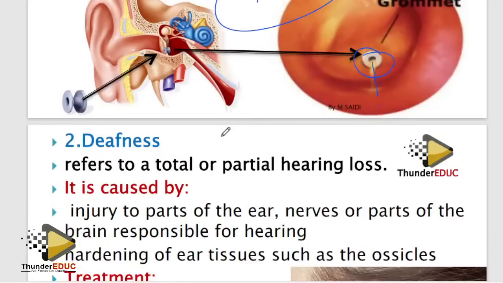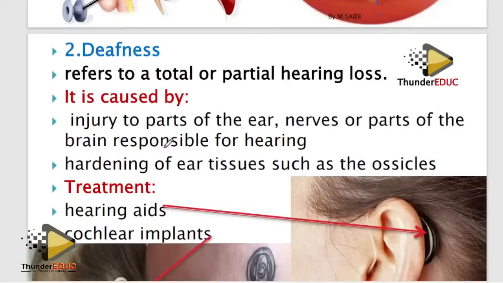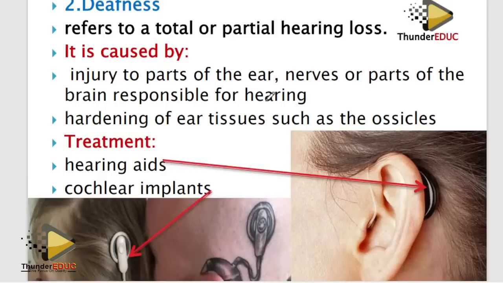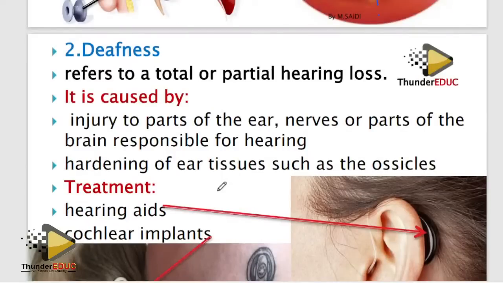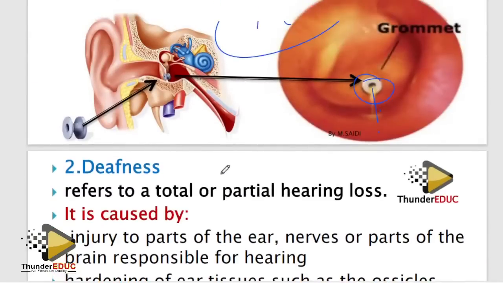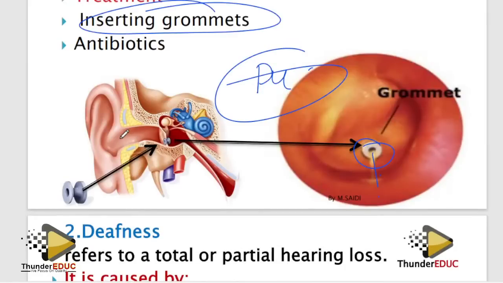All right. Deafness. You know that some people are deaf, but we have partial deafness and total deafness. When it's total deafness, then we can talk about implants, hearing aids, cochlear implants. If it's partial deafness, in most cases it's caused by accumulation of wax in here, which sometimes we call cerumen. How do you treat it? By removing the wax. Simple.